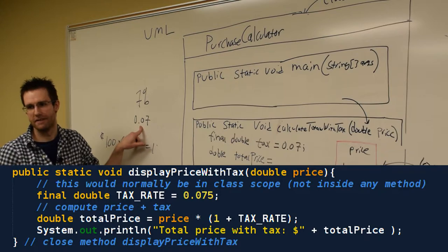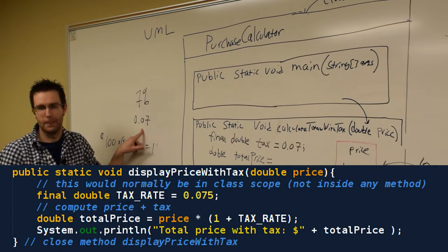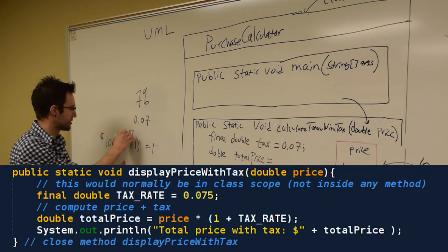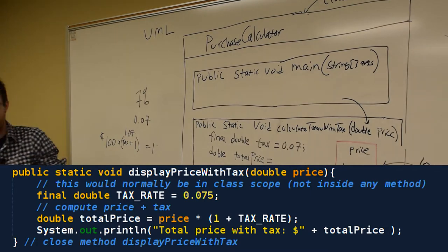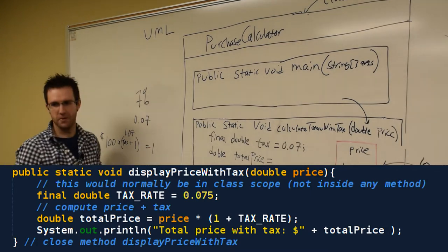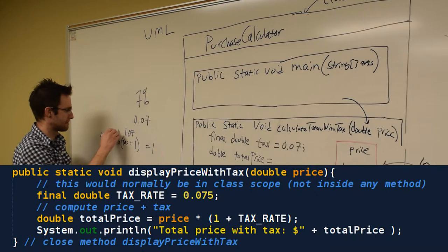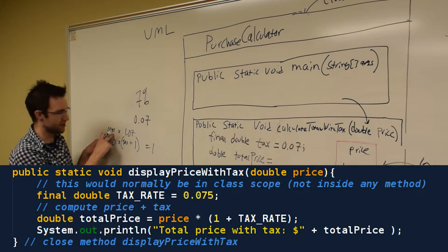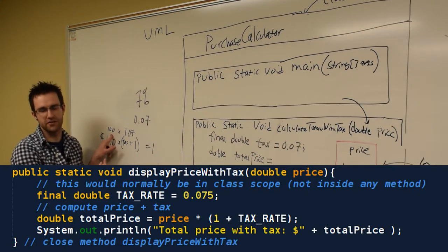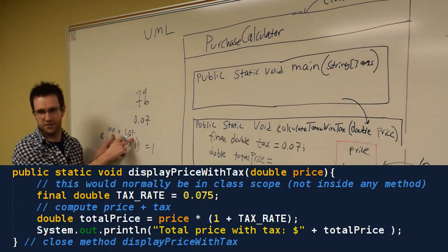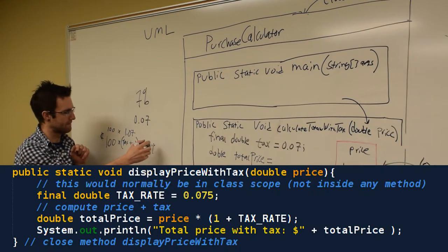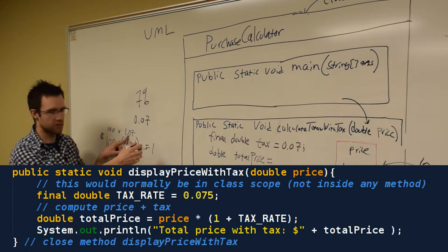0.07 plus 1. So that this becomes 1.07. If we multiply 100 by 1.07, we get... We're adding 1 because we want to get the whole 100 plus 7% of that 100. So the 1 represents the 100%, and the 0.07 represents the 7%. So the total price will be what? 100 times 1.07.